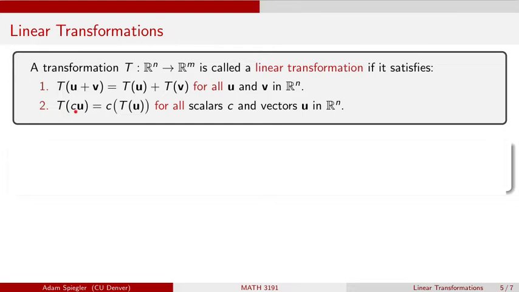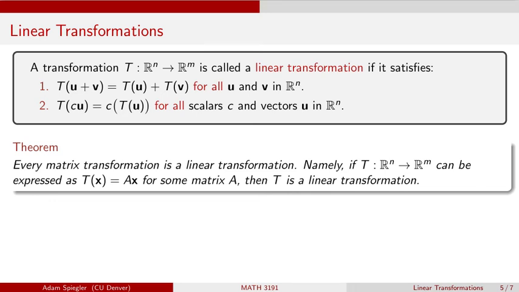Property number 2 says that we should be able to pull out scalar multiplication. So in other words, the transformation of scalar c times vector u is equal to scalar c times the transformation of u. And this also needs to be true for all scalars c and all vectors u in the domain, which is Rn. Okay, so more succinctly, we would say that a transformation T is a linear transformation if we can break up addition and if we can pull out scalar multiplication.